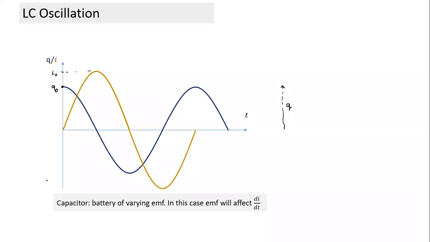The important point to understand in the case of LC oscillation is the charge on the capacitor. It affects the potential across the capacitor, and the potential is equal to L di by dt. So indirectly, the charge is directly proportional to the rate at which the current is changing in an LC circuit, and that's why it comes to this shape.